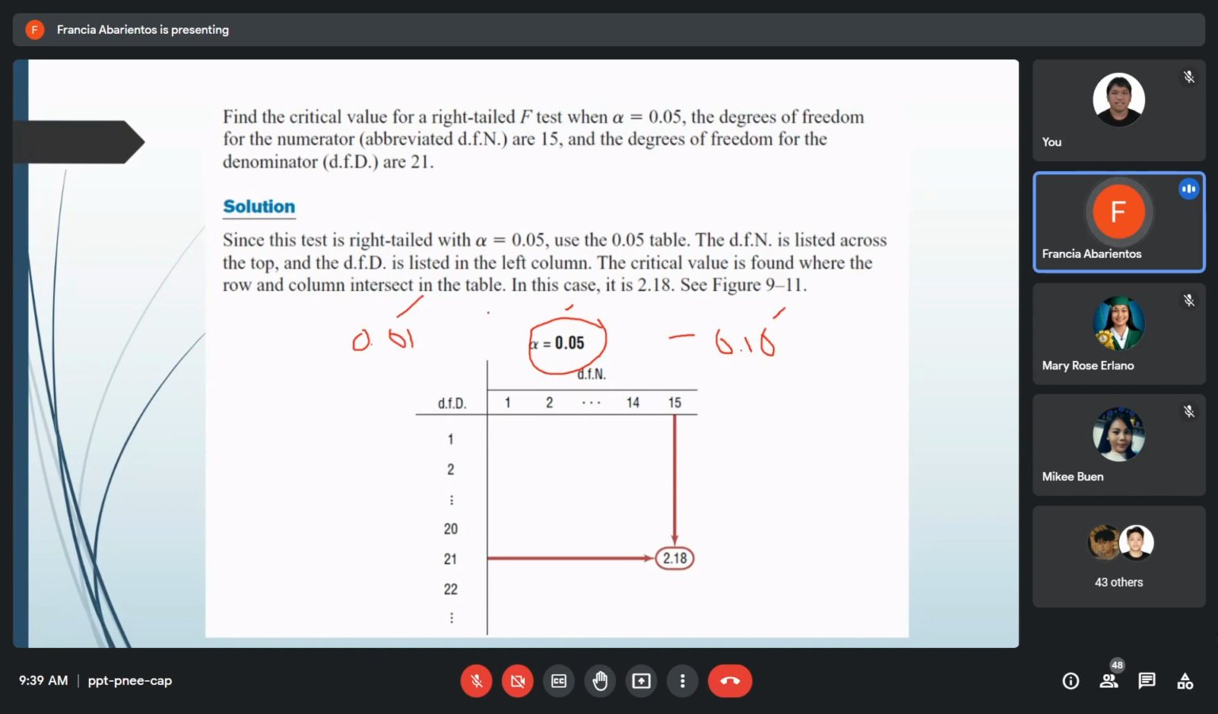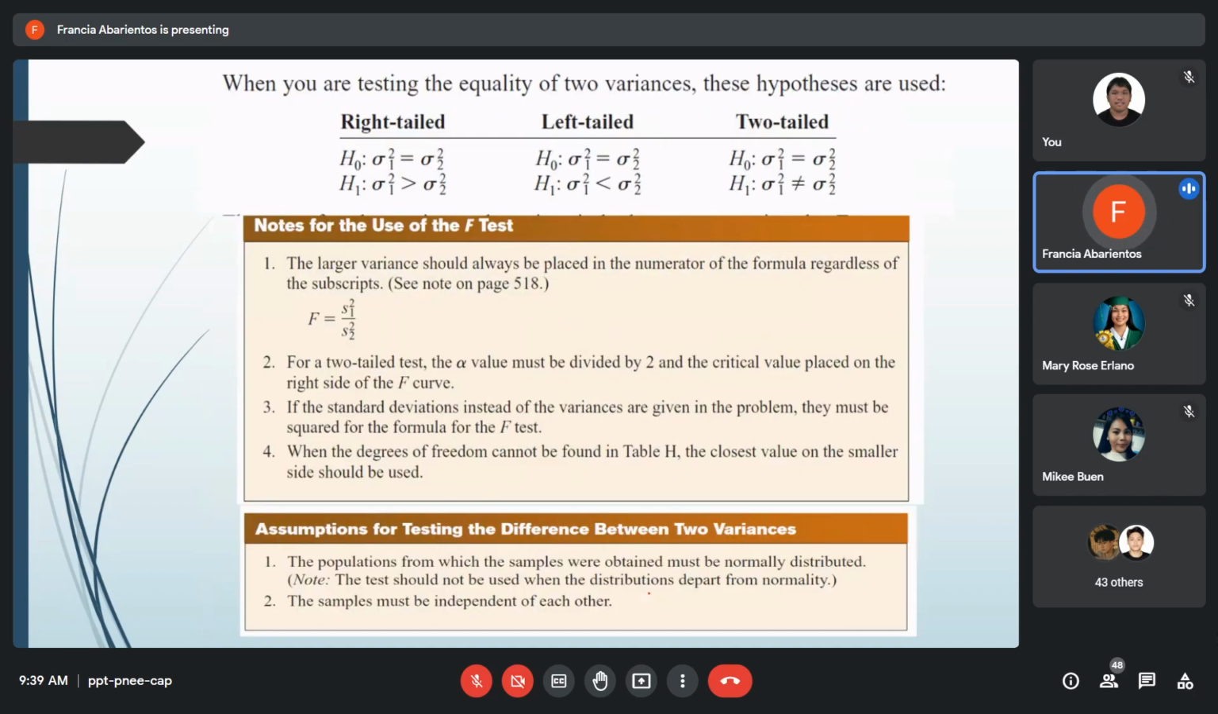Since given sa atin yung alpha natin 0.05, hanapin mo yung degrees of freedom ng first natin. Degrees of freedom numerator sa taas, class, and degrees of freedom sa denominator. Kung saan sila meet, you have now the value 2.18. So that is now your critical value.